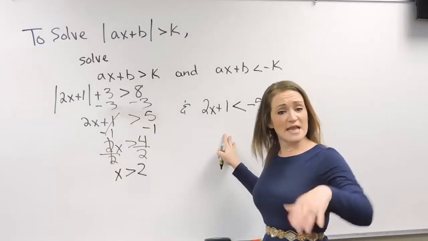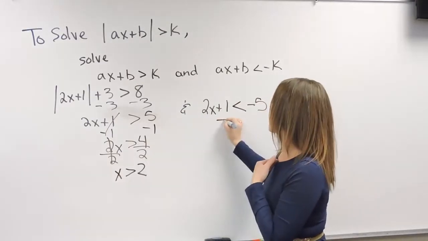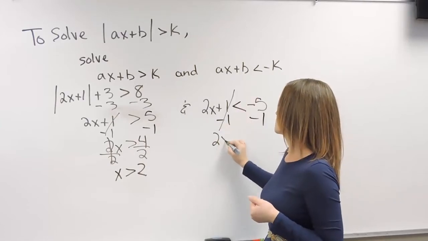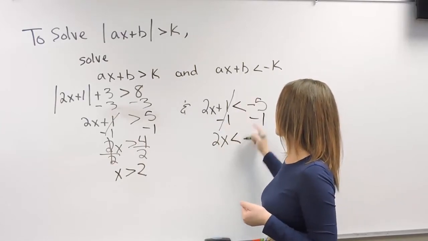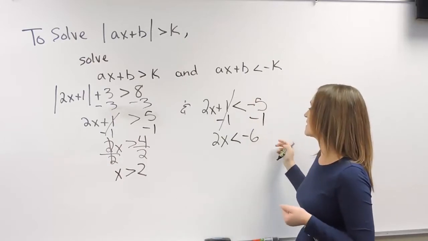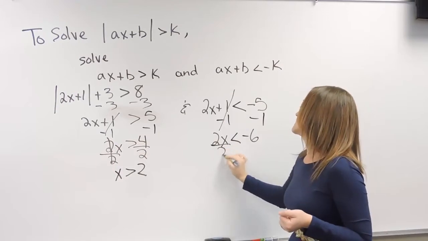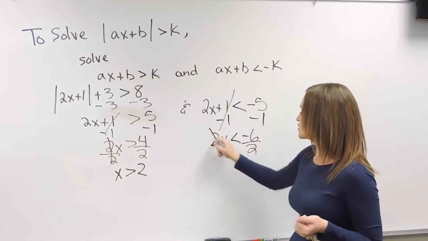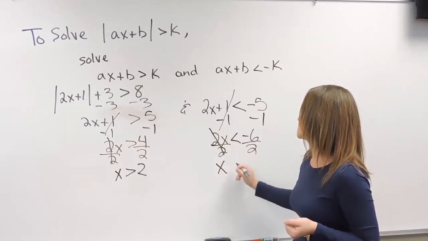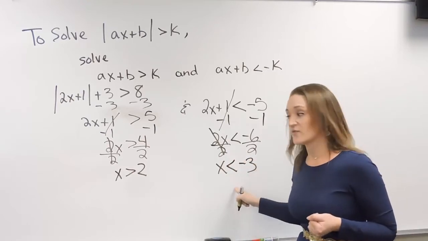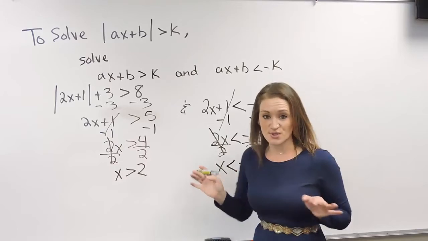Moving over here, do the same thing. Solve this one as well. So minus 1 on both sides. 1 minus 1 cancels, and we're left with 2x is less than negative 6 there, right? Negative 5 minus another 1 is a negative 6. And divide out the coefficient, so divide both sides by 2, and x is less than negative 3 there. So these are our two proposed solutions.